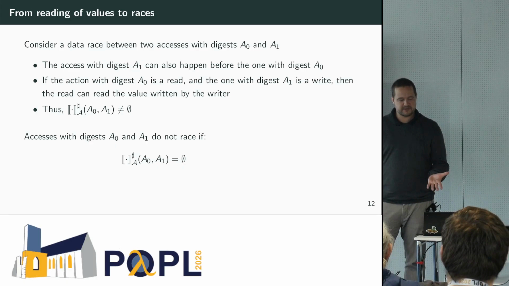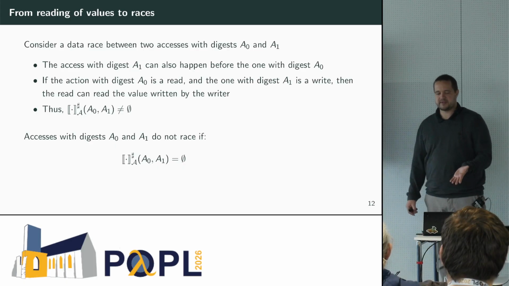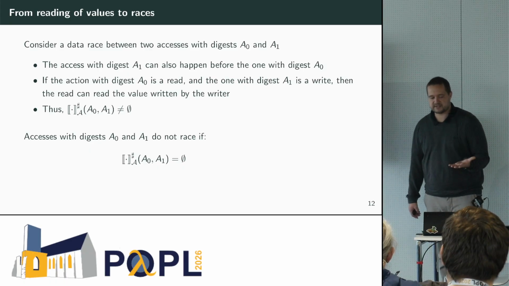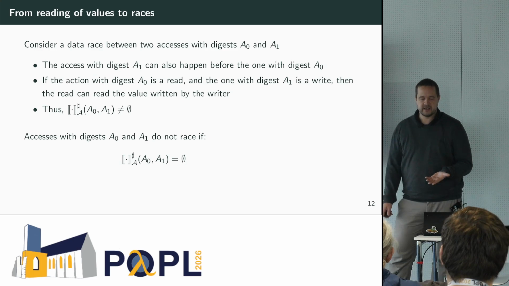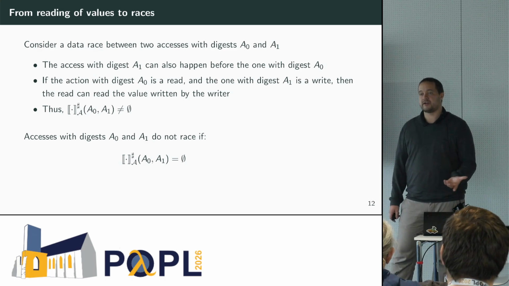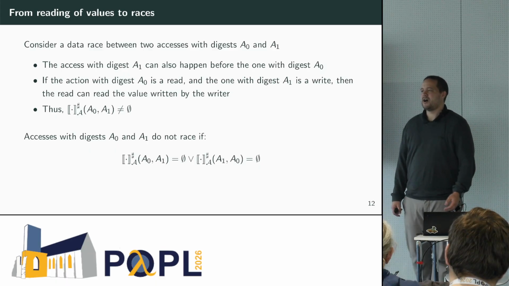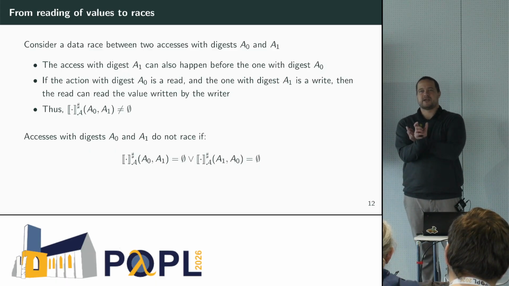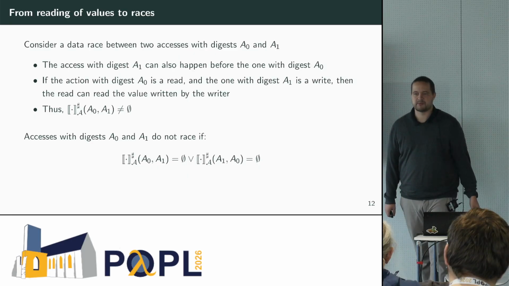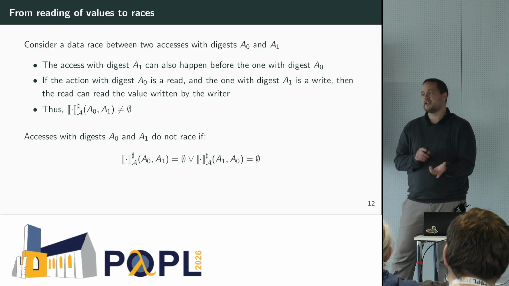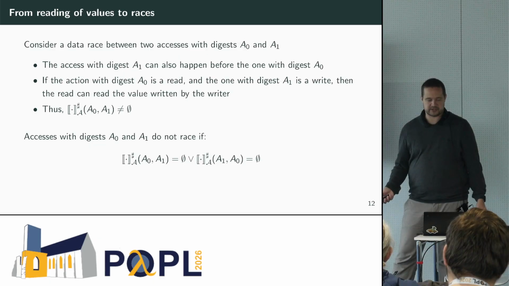And from this we can conclude that two accesses with digests A0 and A1 cannot race if they are incompatible in this digest world. And now because we have chosen A1 and A0 arbitrarily in the beginning, we can also flip those around. So basically what I can say is two accesses can only ever race with each other if the digests are compatible in both directions.